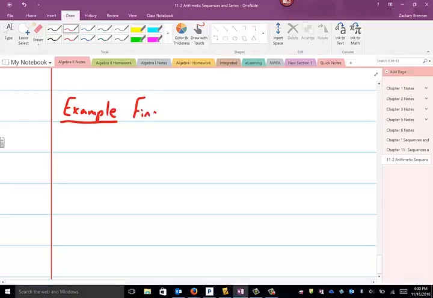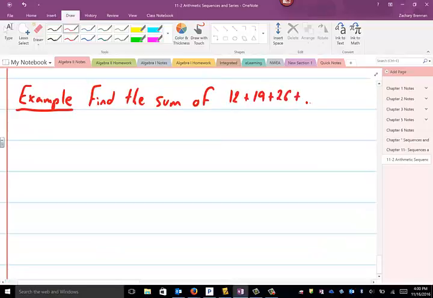The first one says find the sum of 12 plus 19 plus 26 plus and so on, up to 180. So there's a whole bunch of missing numbers in there. Just looking at this, I can see that it's going to add 7. So there's 33, and then there's 40, and 47, and 54, and I could keep going all the way to 180 and then add them together. That just would be a waste of my time, though.